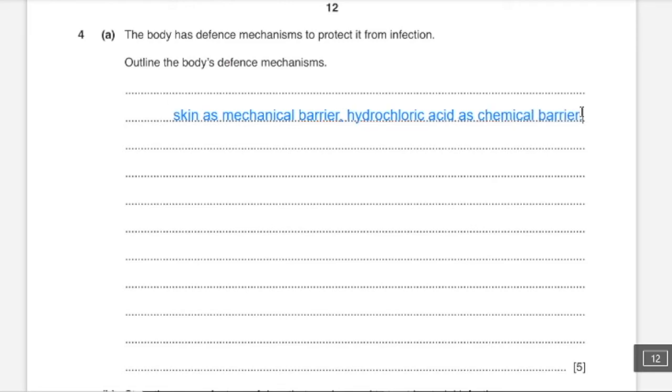And then we have another system. You can just start with white blood cells. So there are phagocytes and lymphocytes. I'm going with lymphocytes. Alright, so lymphocytes produce antibodies.